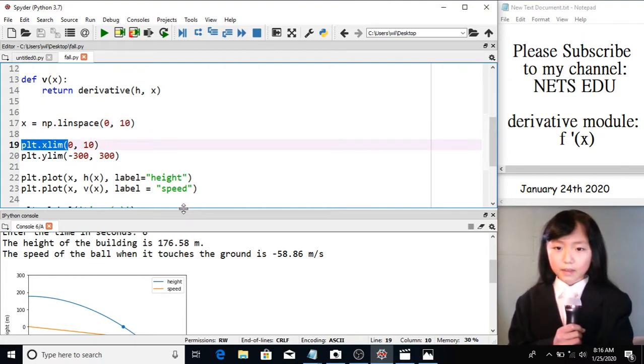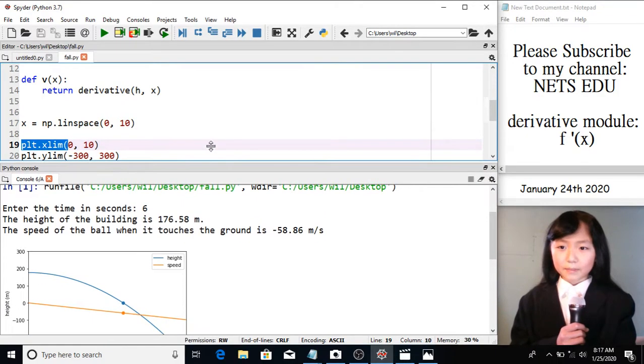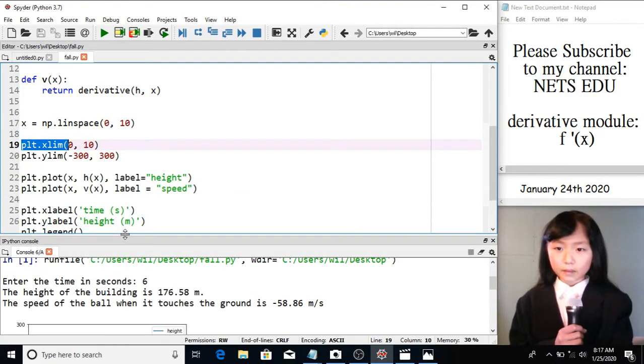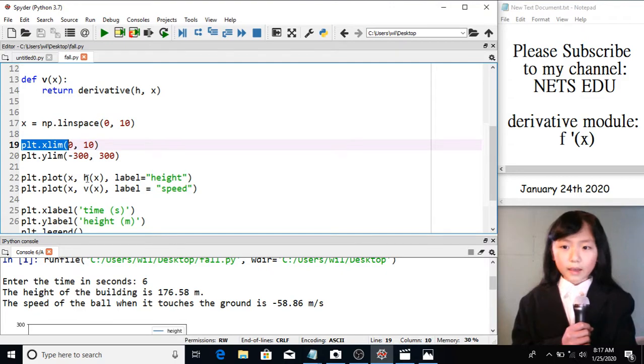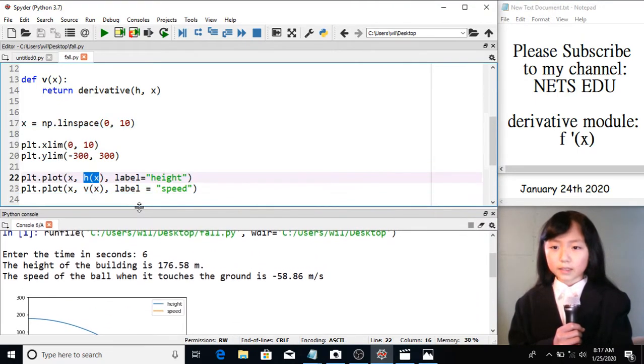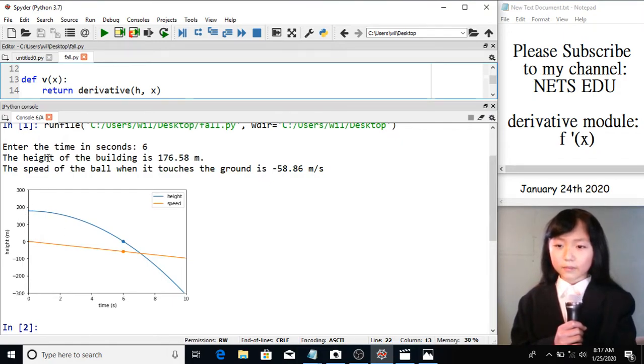plt.xlim(0, 10). This means that I want my graph to start from 0 and end at 10. I can choose a different number if I like. plt.ylim(-300, 300). So I start from negative 300, and here I have 300. plt.plot(x, height function with x inside). So x is a list of the coordinates of x, and here is a list of all the coordinates for the function of x, the height function.